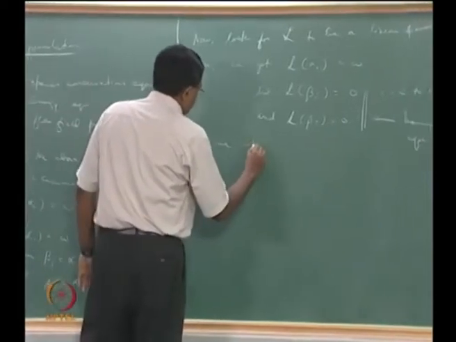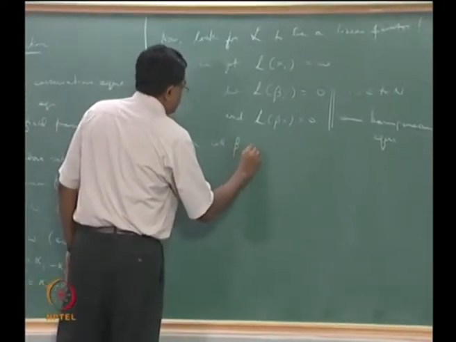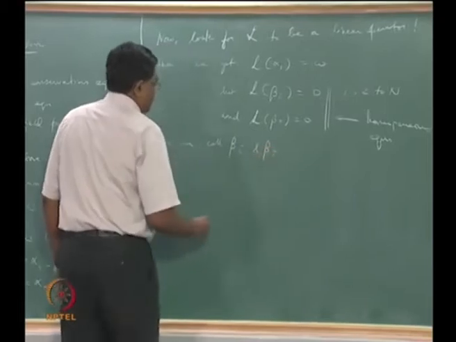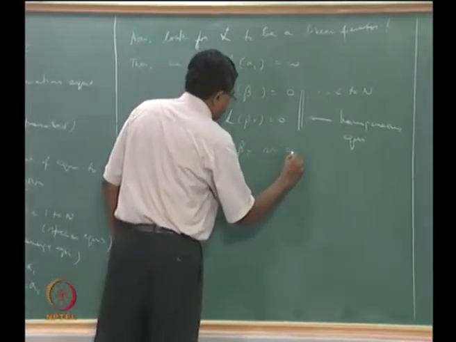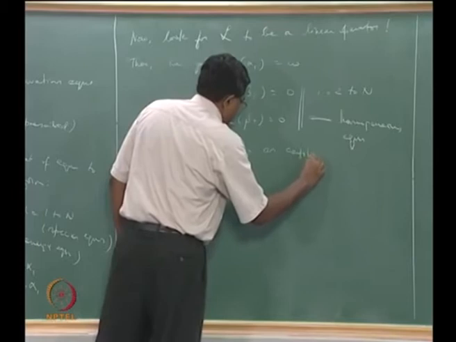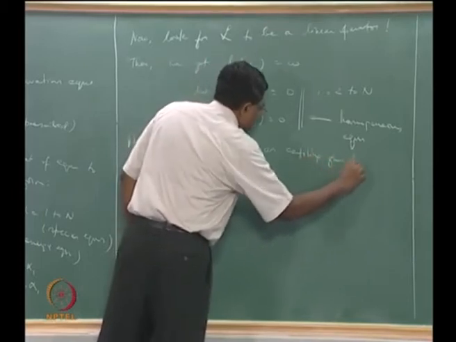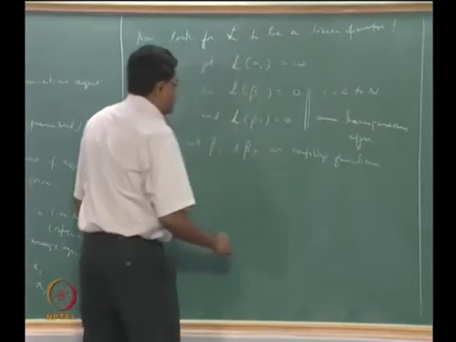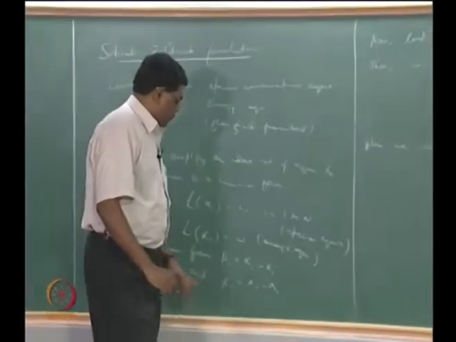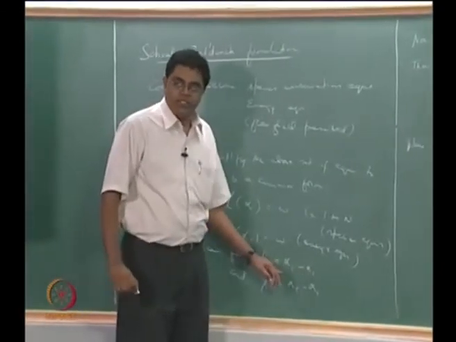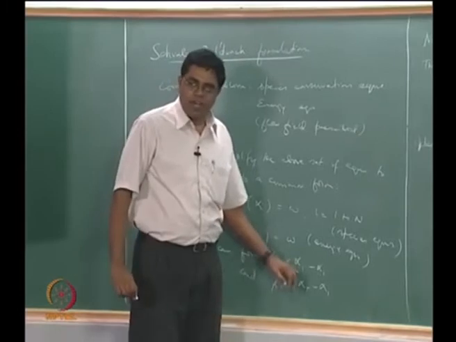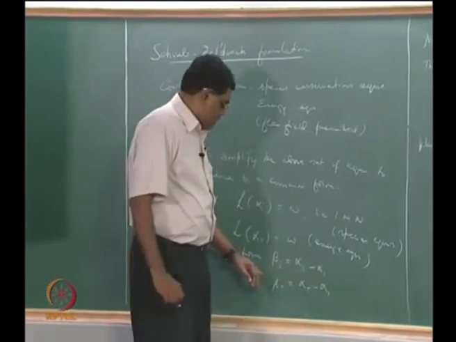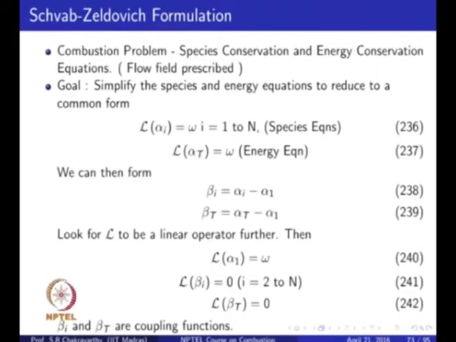And if you were to follow this, here we call beta I and beta T coupling functions, because they couple alphas together. Okay, beta I's couple alpha I and alpha 1, and beta T couples alpha T and alpha 1, right? So these are called coupling functions.